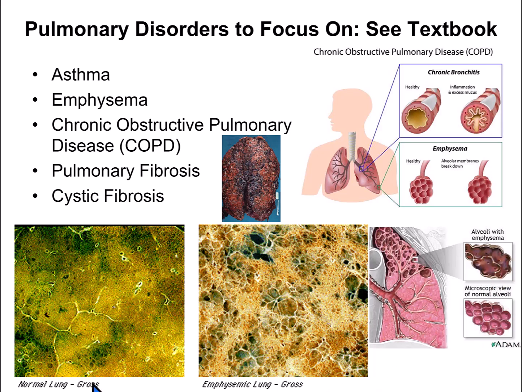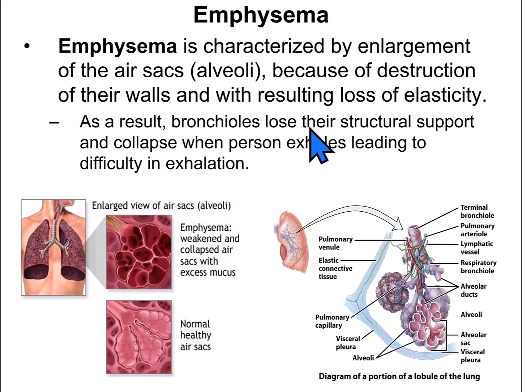Shown here is a normal lung, and here is an emphysemic lung. You can see how it has lots of openings in here because the walls of the alveoli are being destroyed. Let's take a look at some more of the details of emphysema. As I said, it's characterized by enlargement of the air sacs, or the alveoli, because of the destruction of their walls, with resulting loss of elasticity.